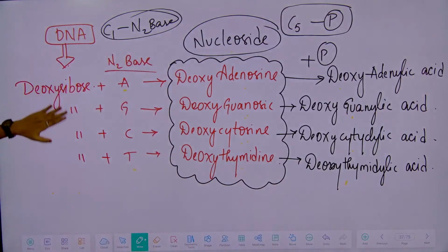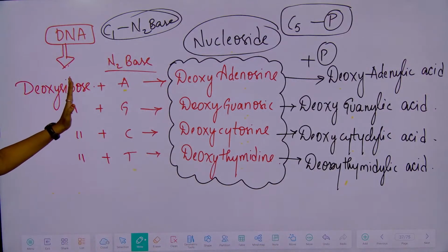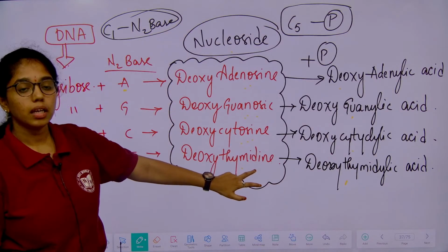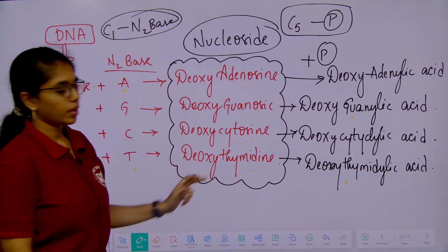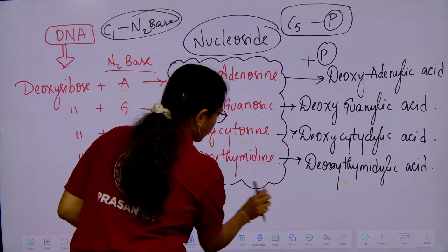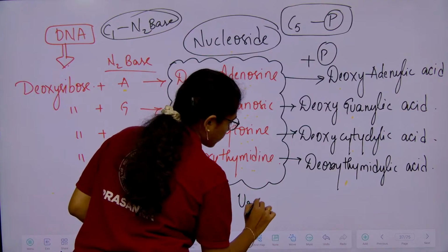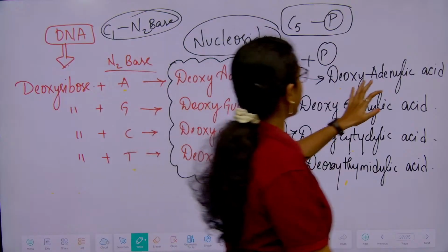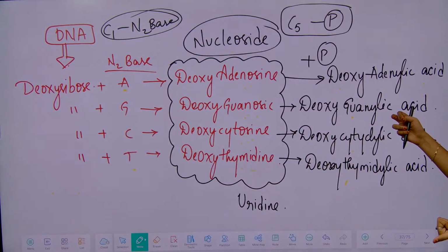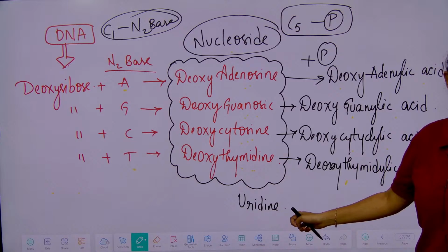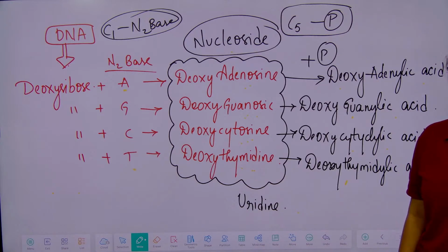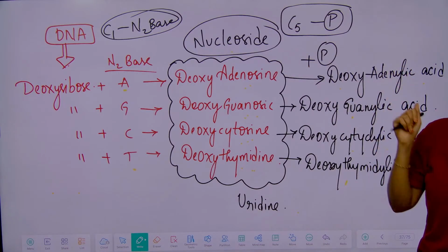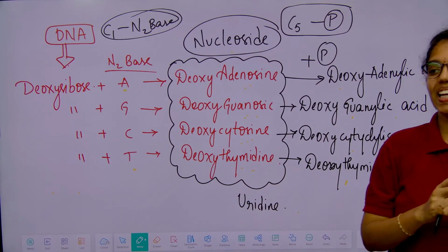If you remember deoxy and keep ribose sugar here, this will be adenosine, guanosine, cytidine and uridine. In the place of thymine, what will be there? Uridine. And here adenylic acid, guanylic acid, cytidylic acid, uridylic acid. Right? Please keep the terminology in your mind about nucleoside and nucleotide. So now we are clear on the formation of a single nucleotide.